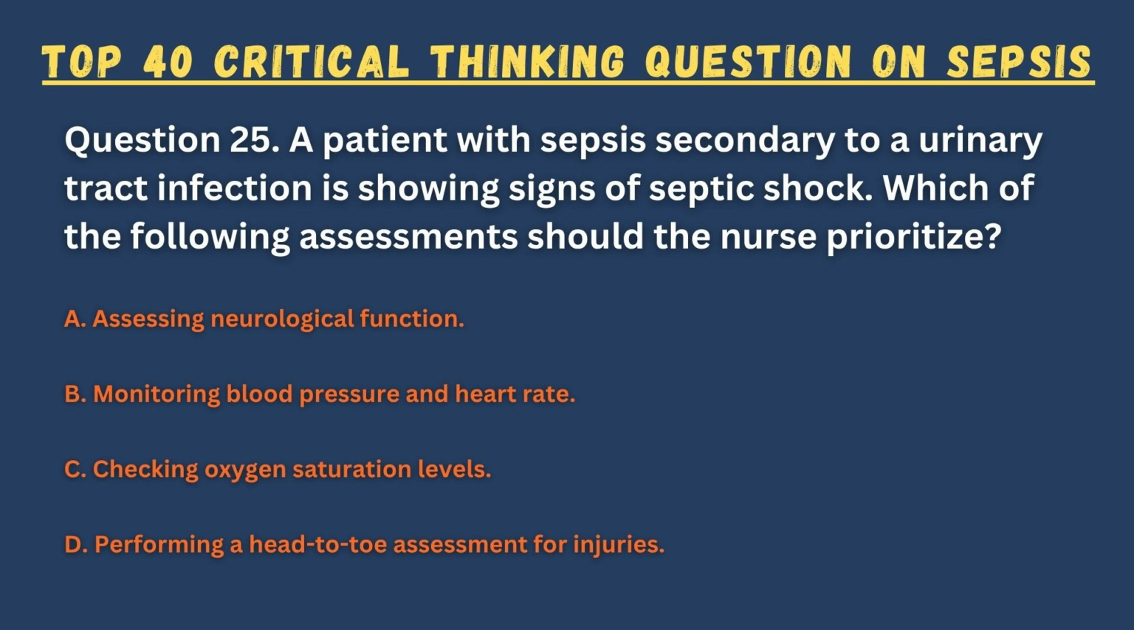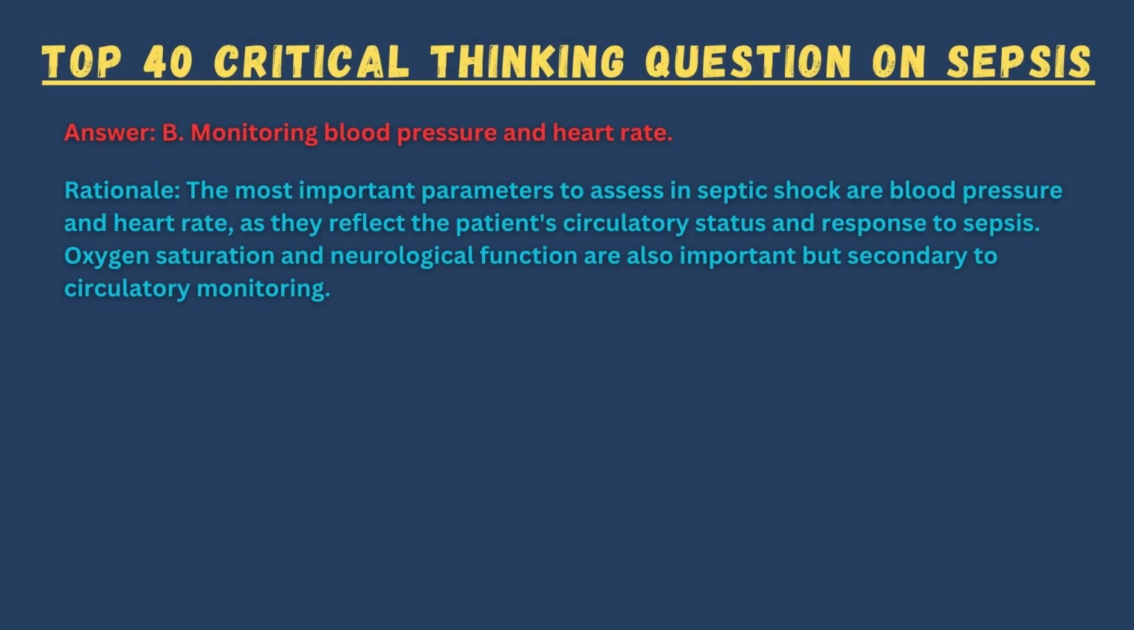Question 25. A patient with sepsis secondary to a urinary tract infection is showing signs of septic shock. Which of the following assessments should the nurse prioritize? A. Assessing neurological function. B. Monitoring blood pressure and heart rate. C. Checking oxygen saturation levels. D. Performing a head-to-toe assessment for injuries. Answer. B. Monitoring blood pressure and heart rate.